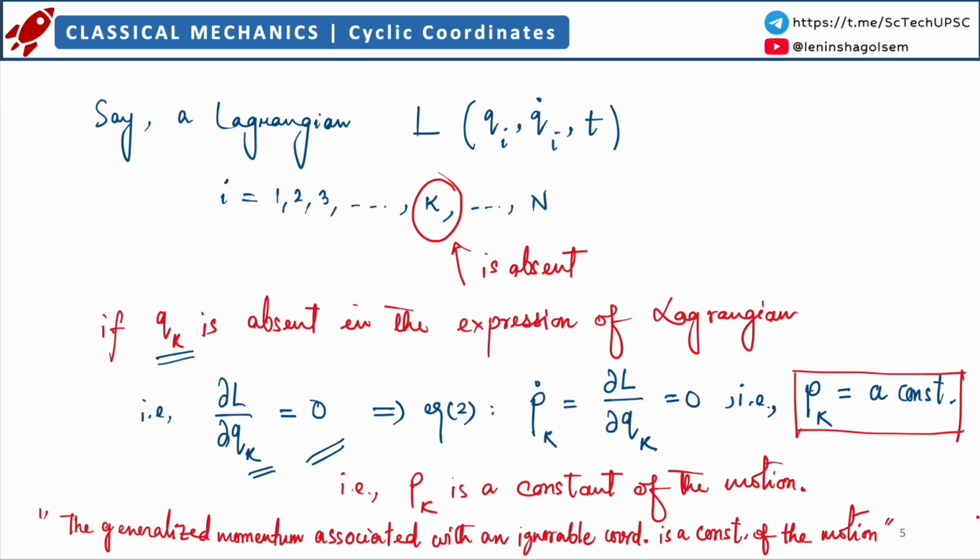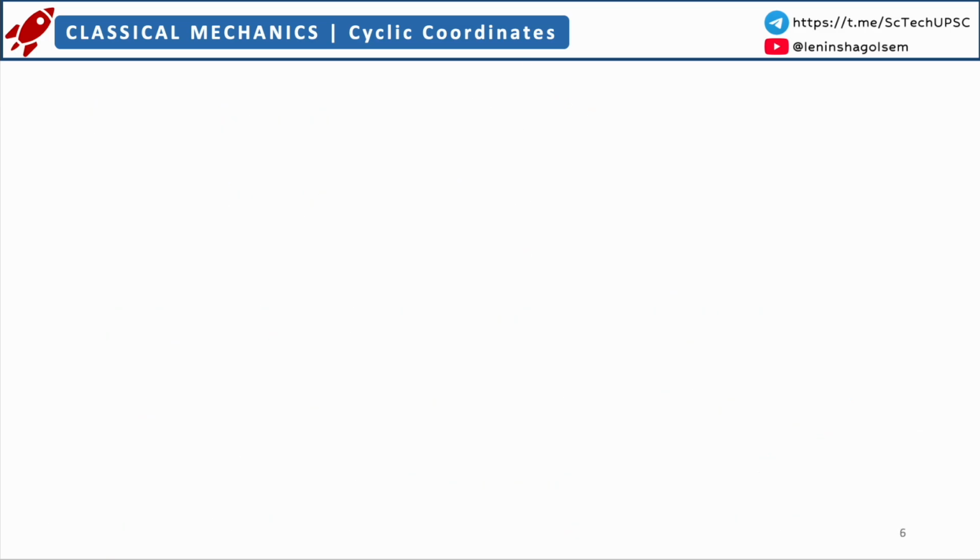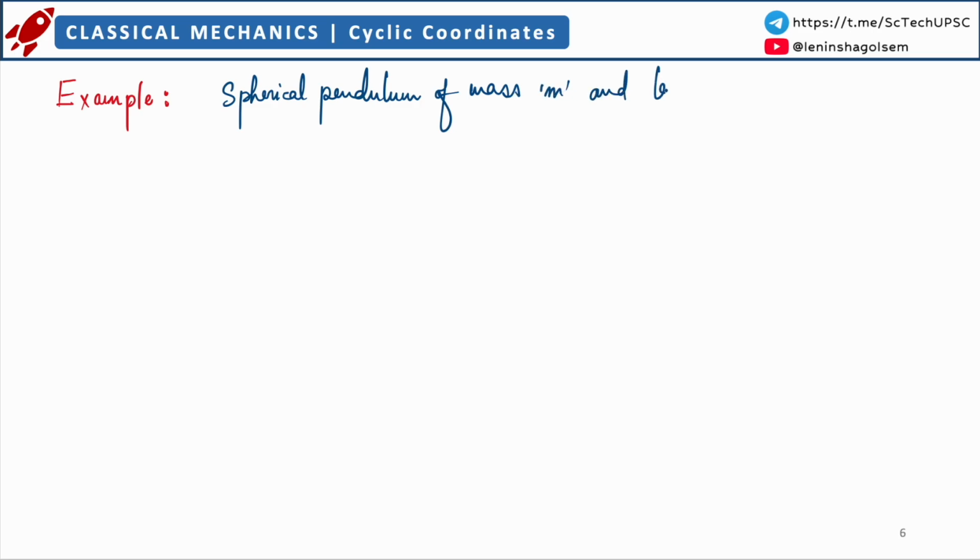So now let us see an example to see what we have just discussed. For example, let us talk about a spherical pendulum of mass m and length l. This is much like a simple pendulum, but let me just draw it for you.